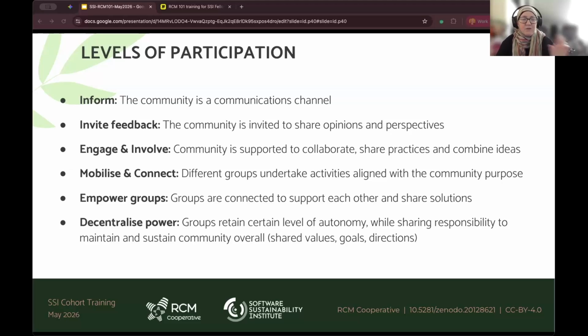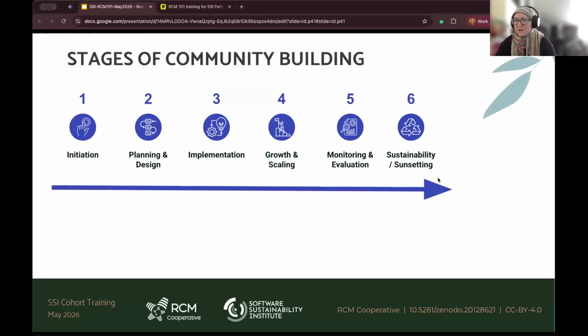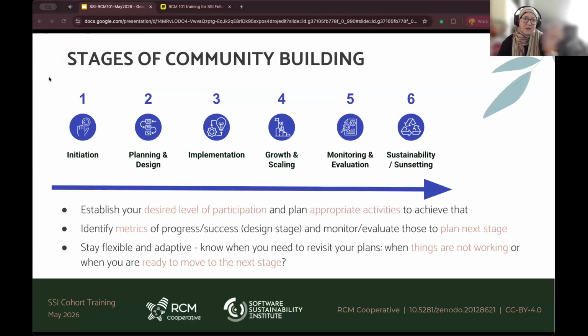Right, so I've done the first bit, the levels of participation. I'm going to go over the other axis now, which is the stages of community building. We have got six of those, so six and six, which is good. Again, you're initially starting on the left and moving over to the right-hand side. This is really what activities you're doing to move your community, so what things you're doing at that particular participation level.